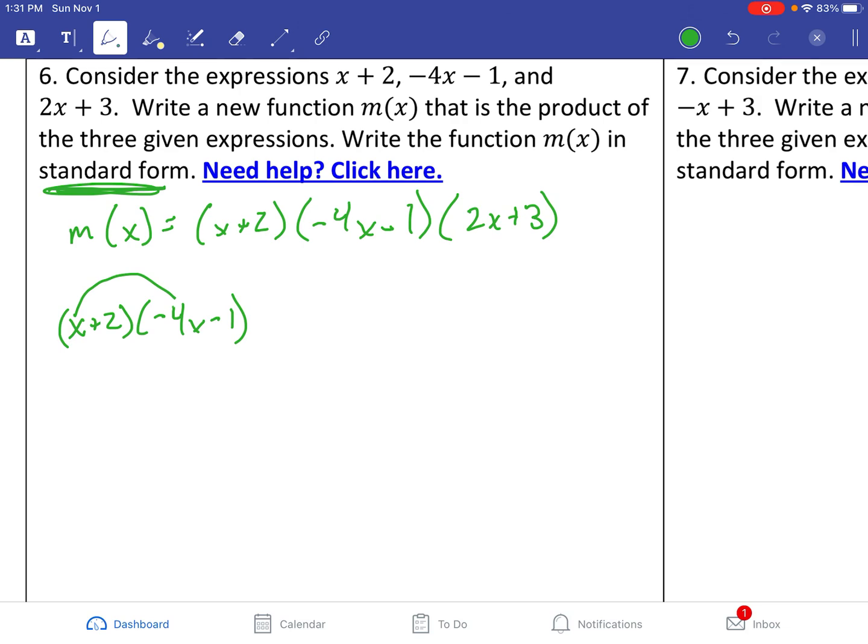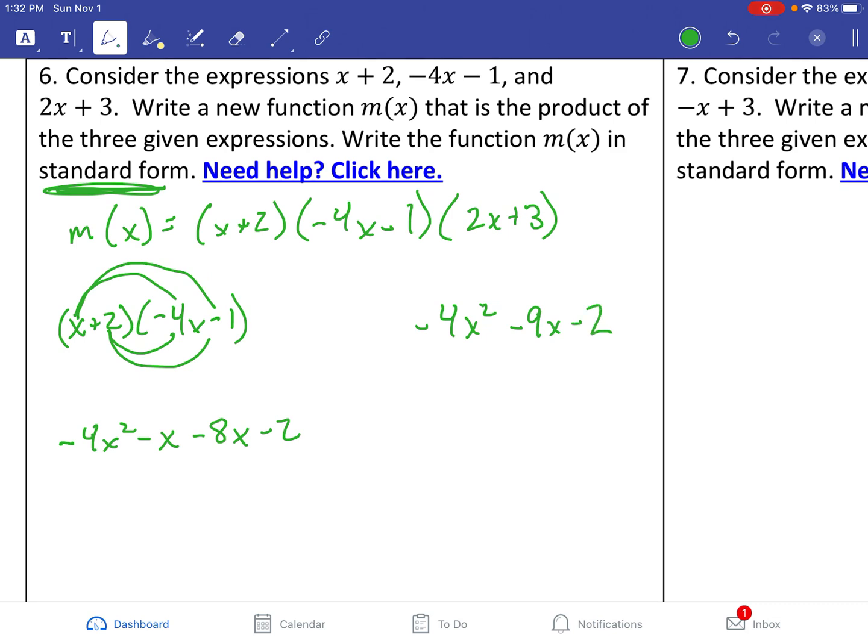So we have x times negative 4x gives you negative 4x squared. X times negative 1 is negative x. 2 times negative 4x is negative 8x. And 2 times negative 1 is negative 2. So I'm going to have negative 4x squared minus 9x minus 2. Okay, so that's the first 2. Now I'm going to multiply the third one, but I'm going to put it in front. So I'm going to have 2x plus 3.